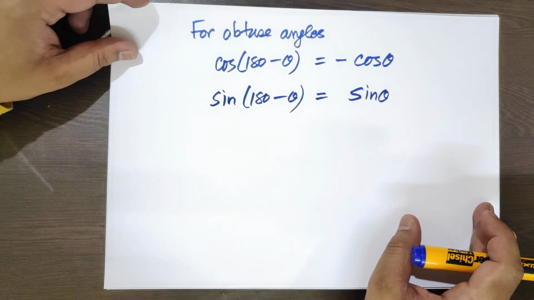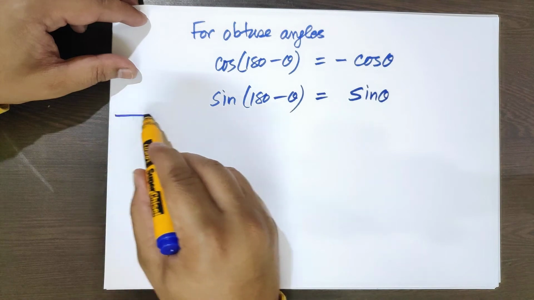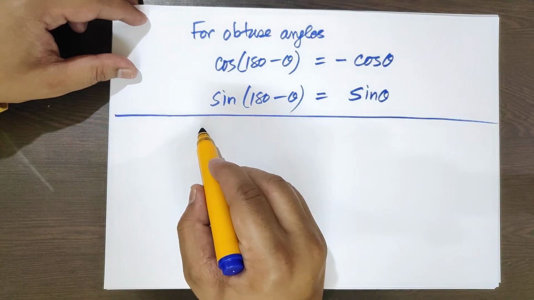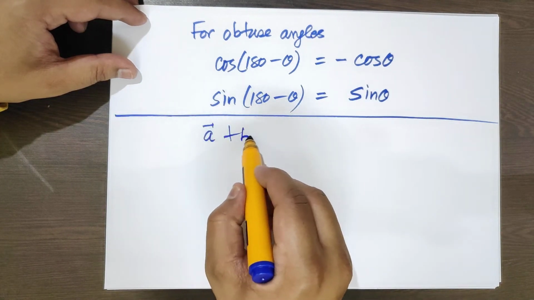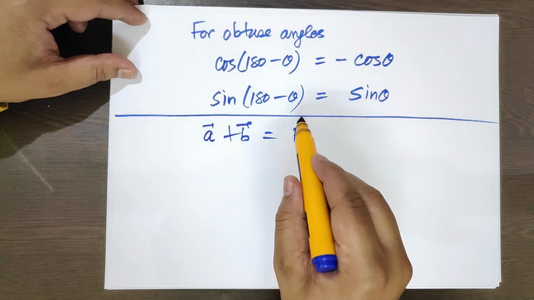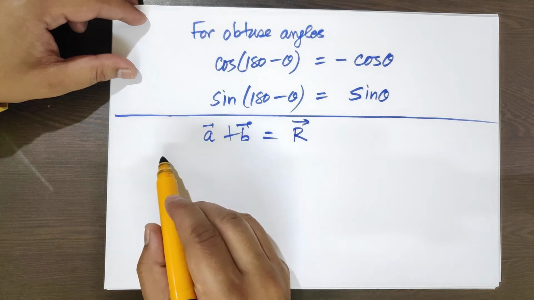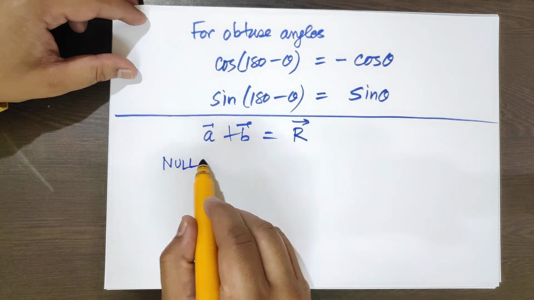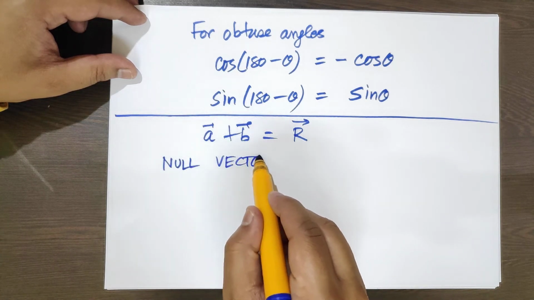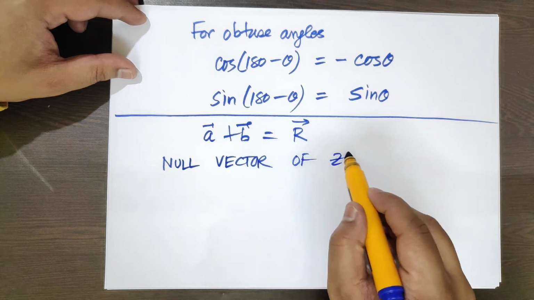Now we have added the vectors, right? So that means, say A plus B is equal to R. Okay. Now we will learn about a null vector, a null vector or a zero vector.